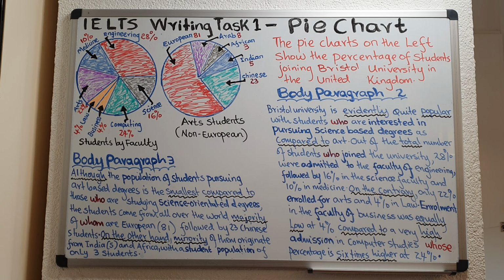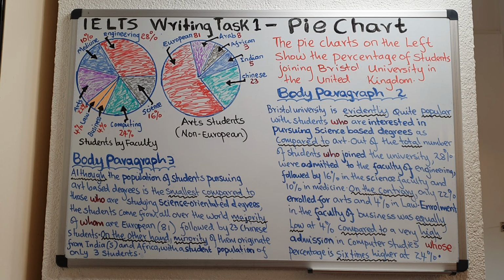Now, what you notice is what I have done in body paragraph 2: I have based the whole paragraph on the first pie chart. I have compared and contrasted the information. I have also ensured that I have provided evidence of all my claims by using numbers: 28%, 16%, 10%, 22%, 4%, 24%. So you are expected to prove every single claim that you make using figures and numbers.